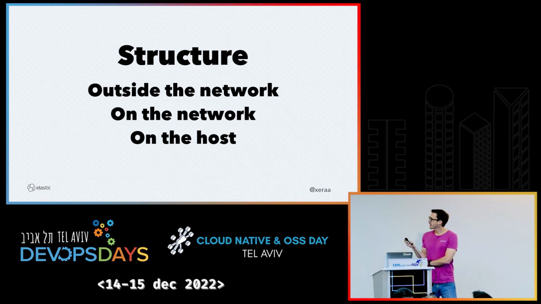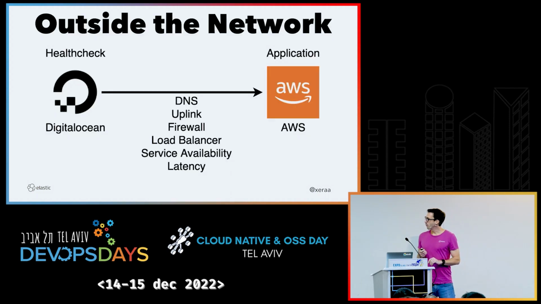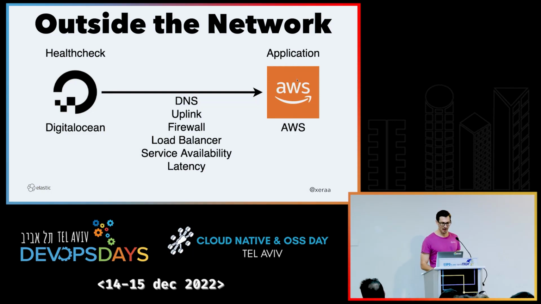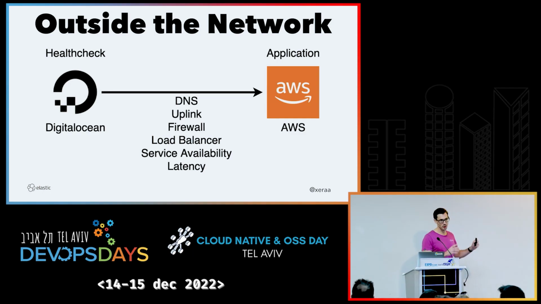So you can structure them outside the network, on the network, or on the host. What I mean with outside the network: let's assume our infrastructure is running on AWS, and then we want to have a health check from some other provider, for example DigitalOcean or wherever else. By pinging my service from the outside, I can check: did I configure the right DNS servers? Are the DNS servers of my provider working for somebody else? Is the uplink of my provider actually working? Did I configure the firewall correctly? Is the load balancer in front of my application working? Is my service behind it available? And what is the latency doing? So from those external pings, you get more the view of the end user of what is actually working or not working.